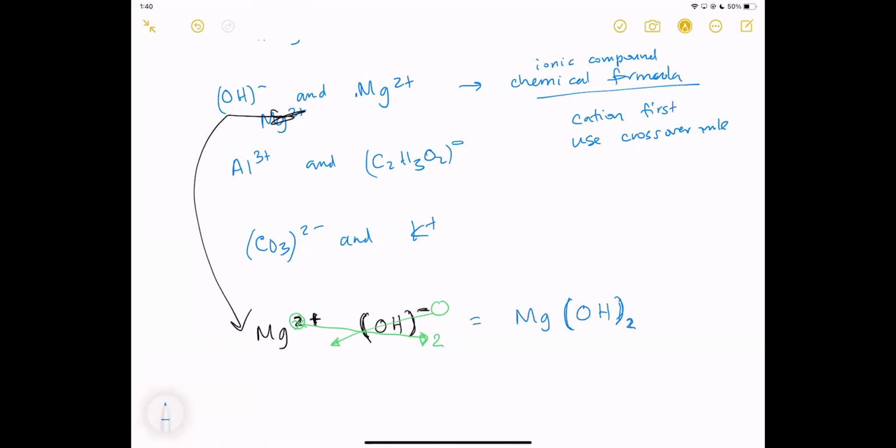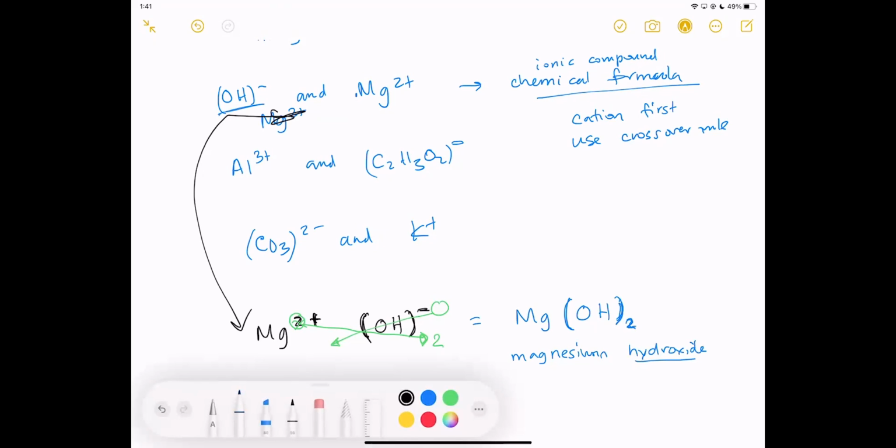And then how about the chemical name of this? This would be called magnesium, and don't call it anything except hydroxide. So no di, tri or tetra, and don't call it oxygen hydrogen. This is the polyatomic ion hydroxide. That's what this OH minus is. So let's look at the next example.